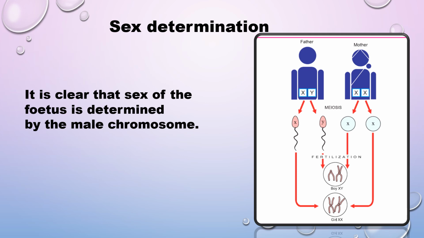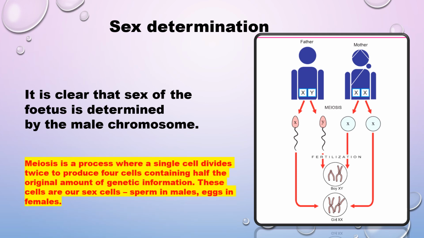Now here you can see a word, meiosis. Meiosis is a process where a single cell divides twice to produce four cells containing half the original amount of genetic information, that is 23 from each parent. These cells are sex cells, that is sperm in males and eggs in females.